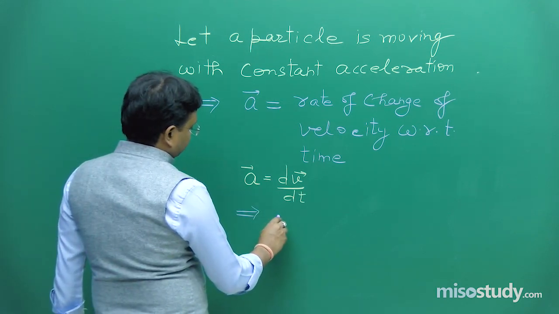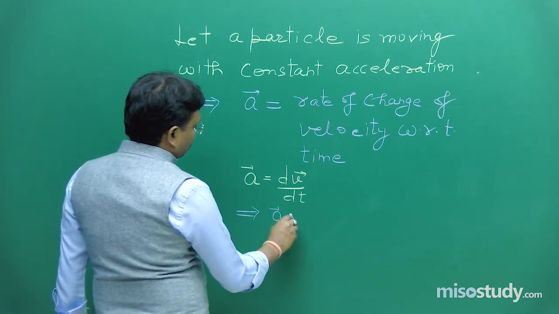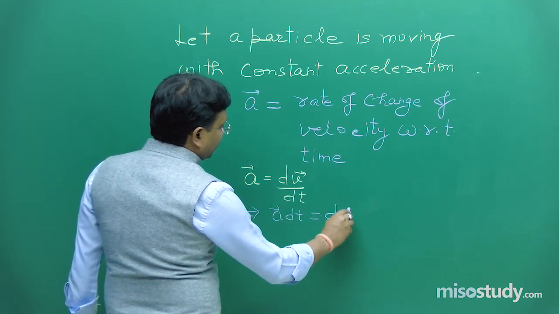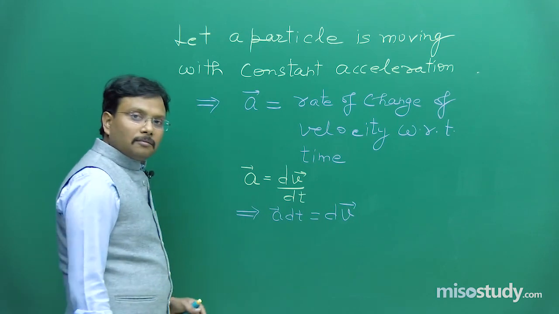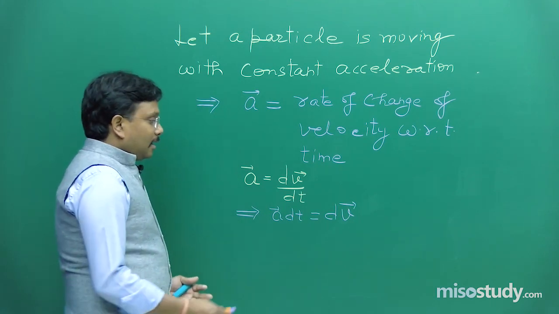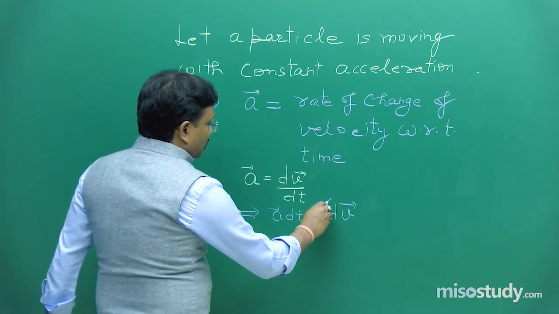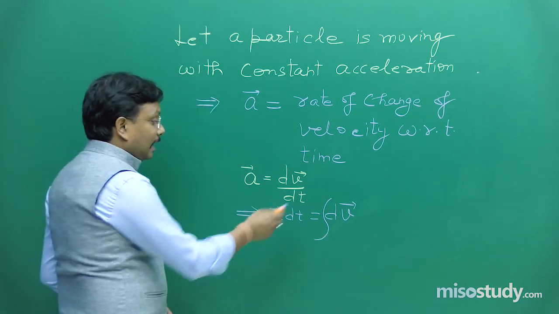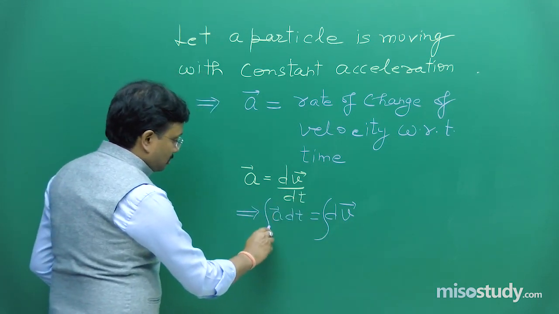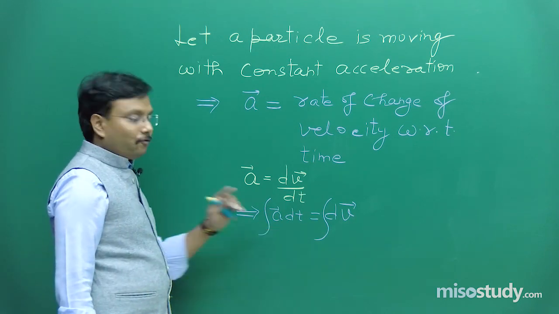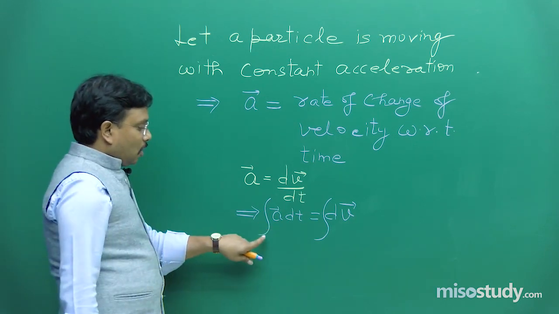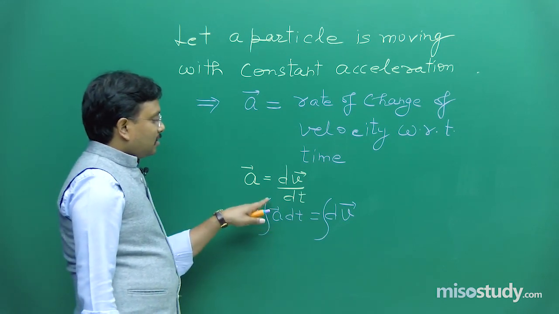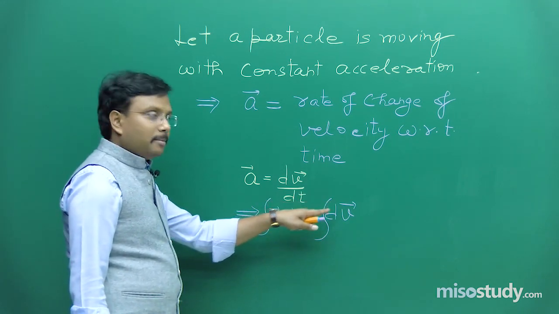that is, a dt is equal to dv. Fine. And then our well known snake-like symbol, that is integration. Fine. This is the lower limit, this is the upper limit.